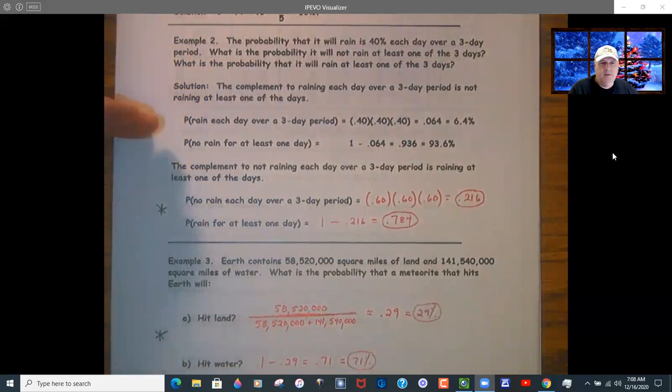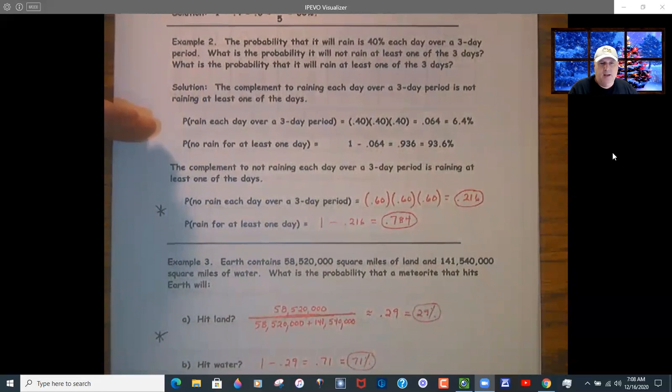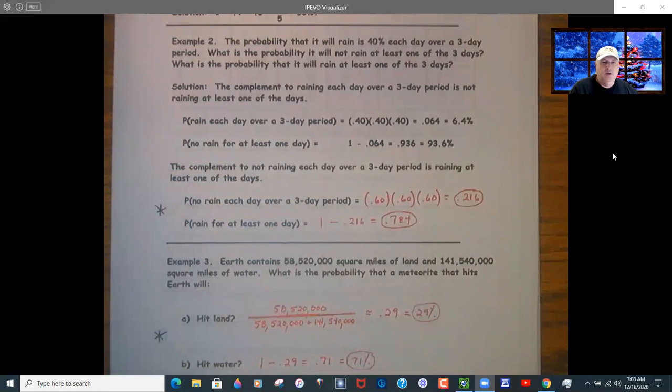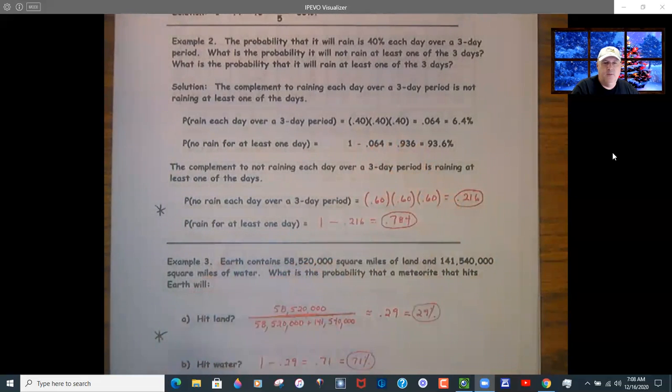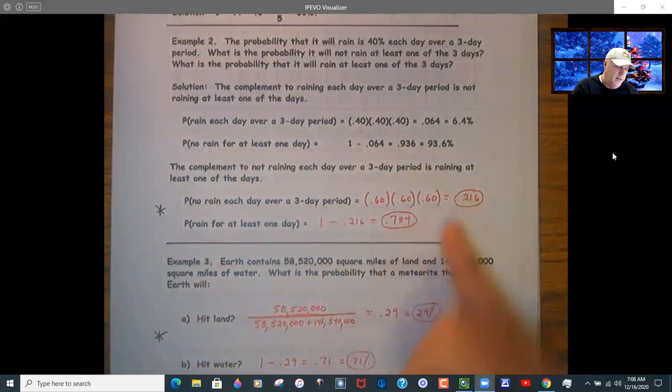What's the complement situation to the first statement, the probability of no rain every day for 3 days? There it is from the 40%. And then for rain for at least 1 day, 1 minus that.